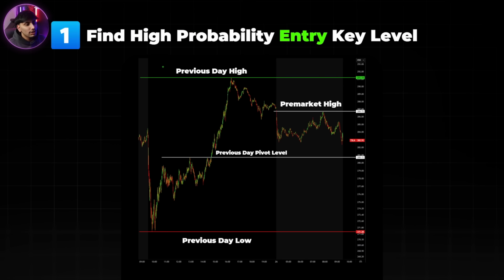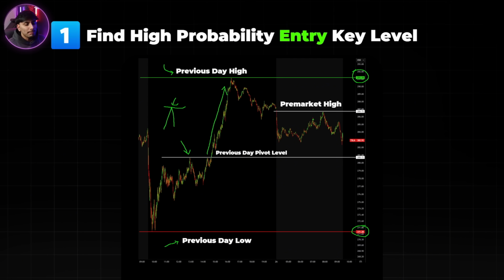So once again, using the example that we saw earlier, we marked out the previous day high, which is this green line right here. We marked out the previous day low, which is this red line right here. And then we marked out this previous day pivot level. You can see this is where we consolidated for a little while before having this sharp move to the upside. I'm only going to draw out previous day pivot levels where you have the sharpest moves, meaning where buyers and sellers have the strongest interaction.